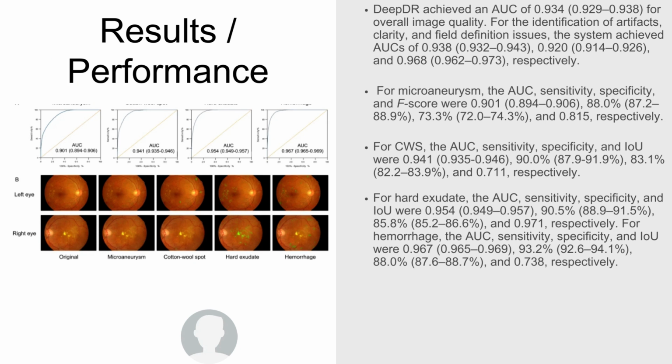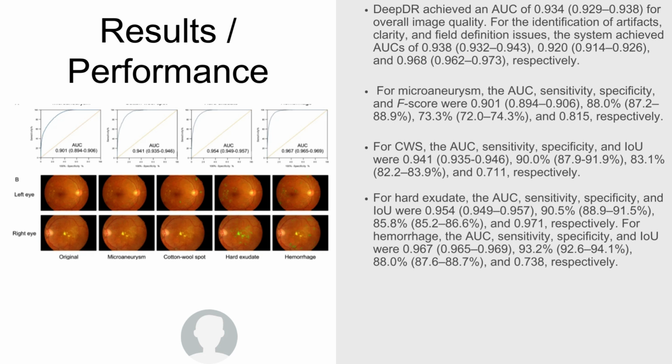If we take a look at the results and performance, they are outstanding. The area under the curve results, as you can see in the diagram: DeepDR achieved an AUC of 0.9344 for overall image quality. For the identification of artifacts, clarity, and field definition issues, the system achieved AUCs of 0.93. All the area under the curve scores are above 0.9. For microaneurysm, the sensitivity, specificity, and F score were above 0.99 mostly. Somewhere the specificity was in some cases 88%, and the F score was 0.815.